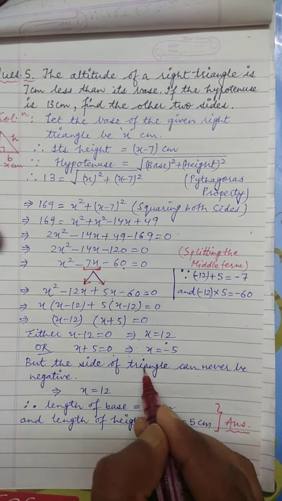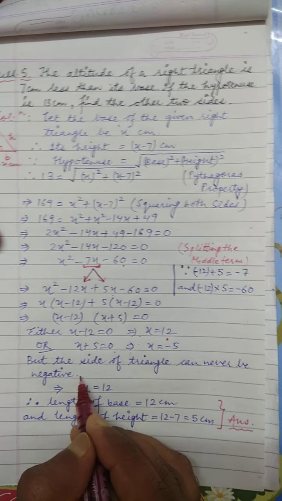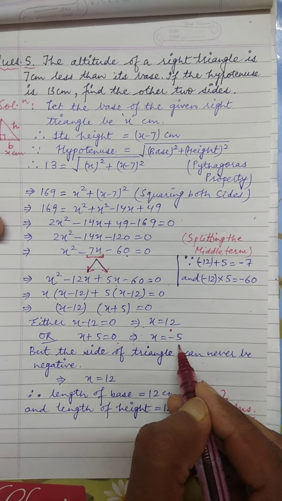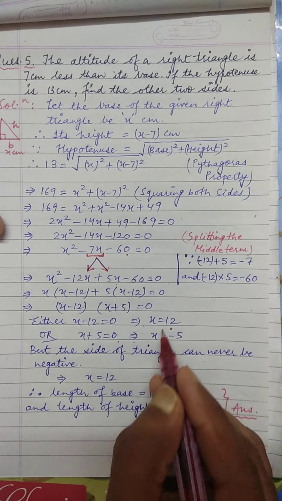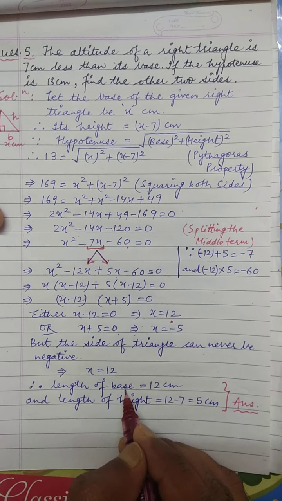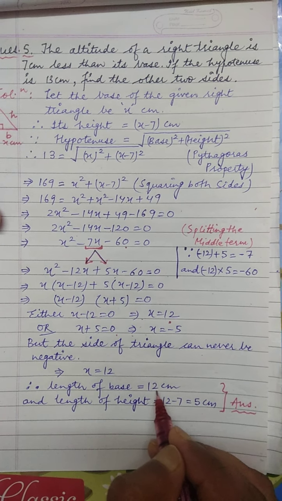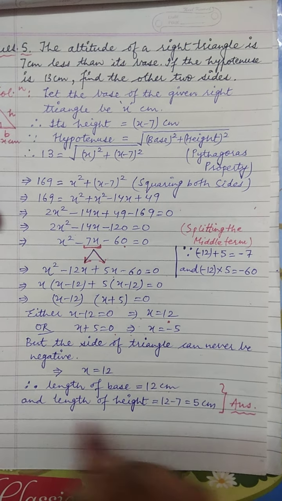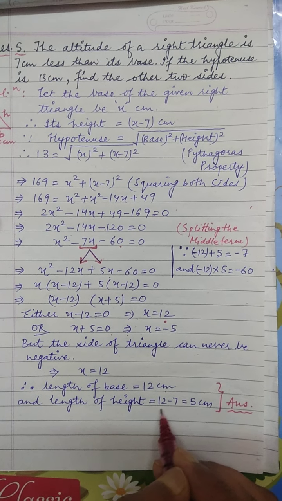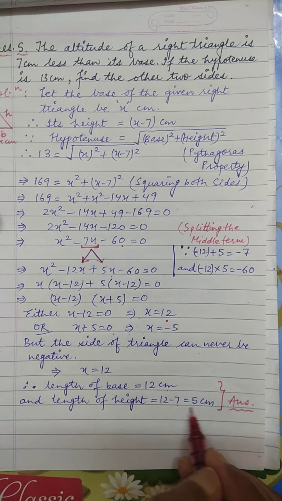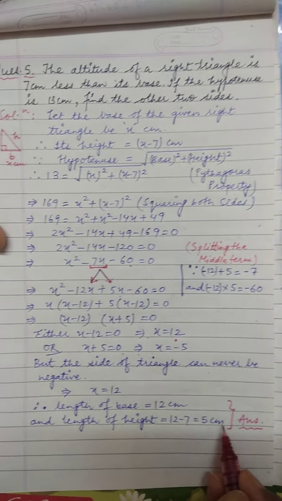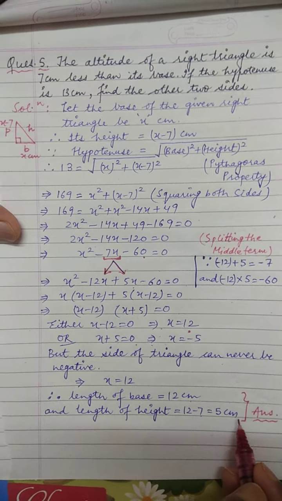But the side of a triangle can never be negative, so we shall not take the value minus 5. Therefore x should be positive 12. Therefore the length of the base, which we supposed as x, is found to be 12 centimeter, and the length of the height, which we have taken as x minus 7, which is 12 minus 7, will give you 5 centimeter. These will be the base and height of the right triangle. Thank you.